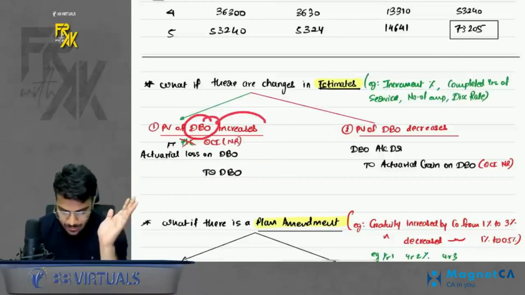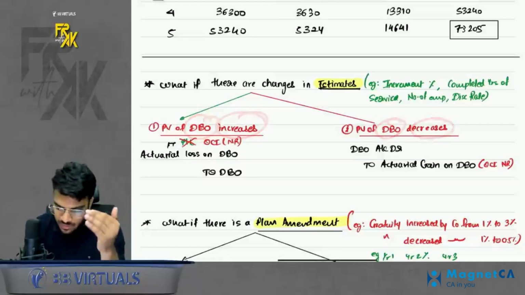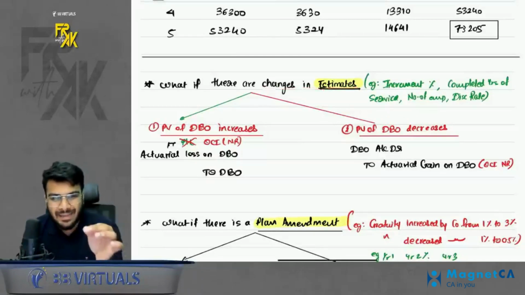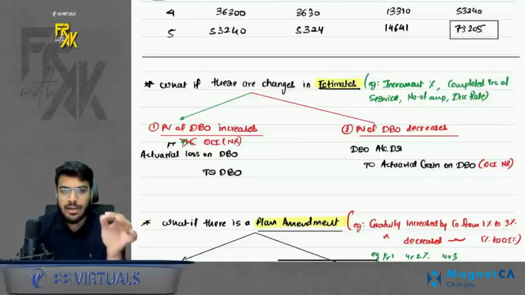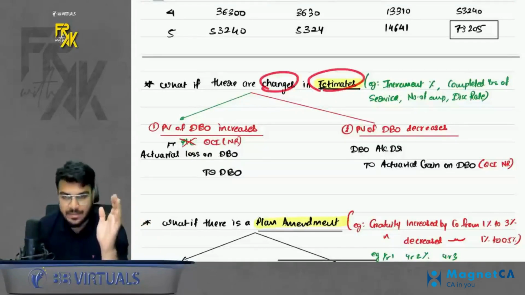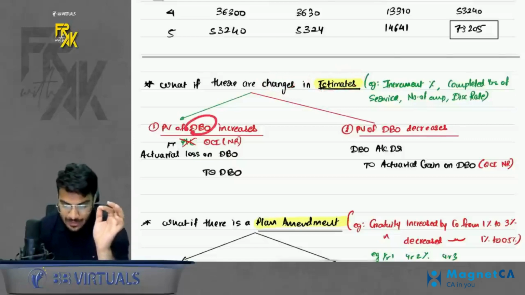Either your DBO can increase or your DBO can decrease. Don't worry, because of change in estimates, you are not expected to calculate the amount. Amount will be given. You need to pass the entry. What entry will I pass? So if there are changes in estimates, just see whether DBO is increasing or DBO is decreasing.